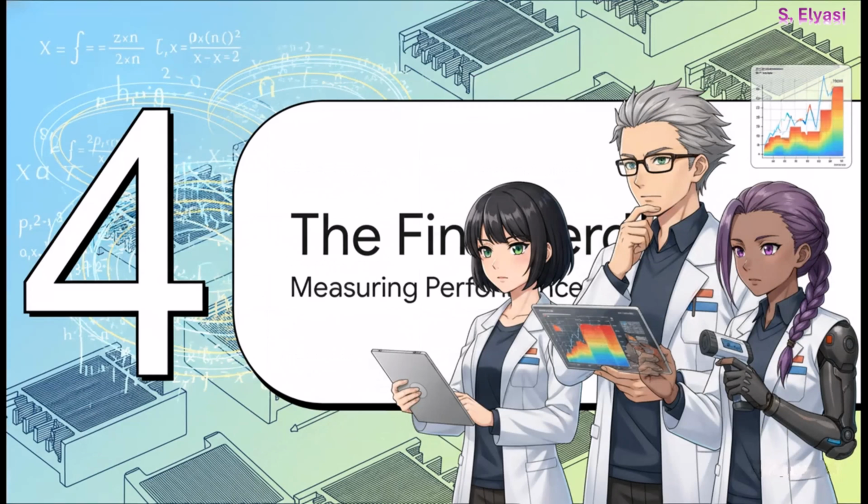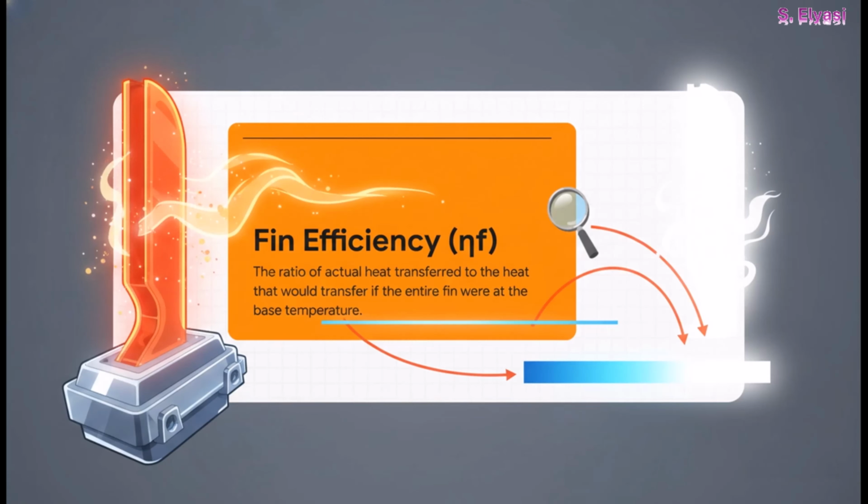So we get the physics, we've seen the math, but this all leads to the most important question for any engineer, right? Is this fin any good? How do we actually grade its performance? Well, we use a metric called fin efficiency, and it's really just a simple ratio. You take the actual heat the fin manages to transfer, and you divide it by the absolute maximum amount of heat it could possibly transfer.